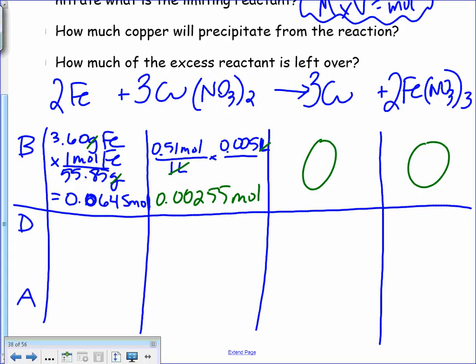So here's what I want you to do. I want you to think about it, you calculate it. If I have, and I'm actually going to write the word have here, because this is a terminology thing that you might want to keep in the back of your mind. This is how much you have of each of these reactants. If I have 0.0645 moles of iron, how much of the copper 2 nitrate would I need to fully react with all of it? Well, it depends. It depends on the ratio in which they react.